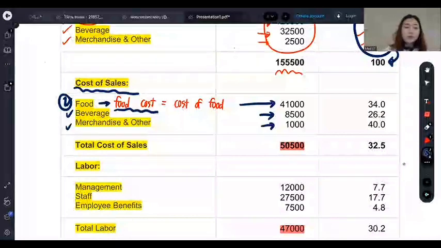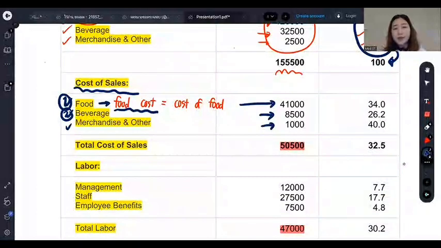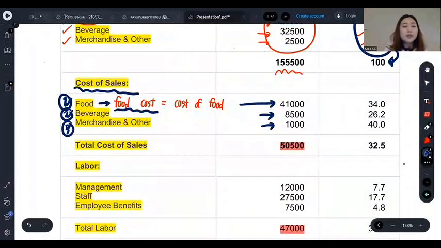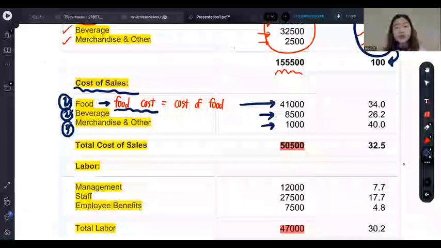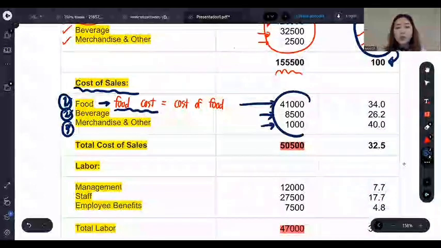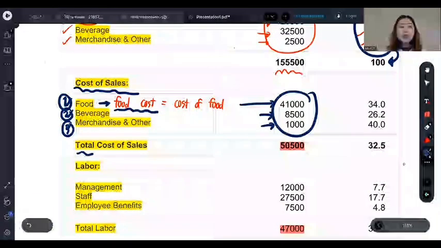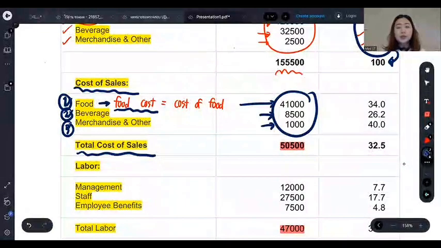41,000. And the second one is beverage. The cost is 8,500. And the last one is merchandise and other, which the cost of them is 1,000. And when we total these three parts, we will get the total cost of sales, which is 50,500.